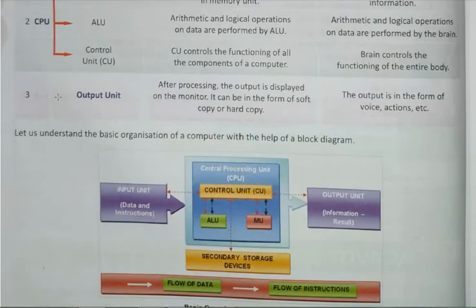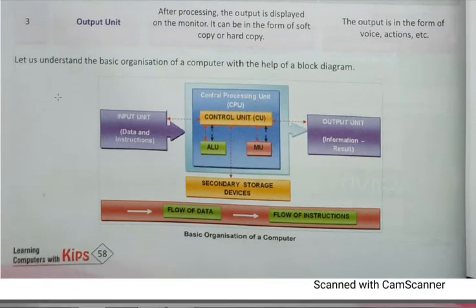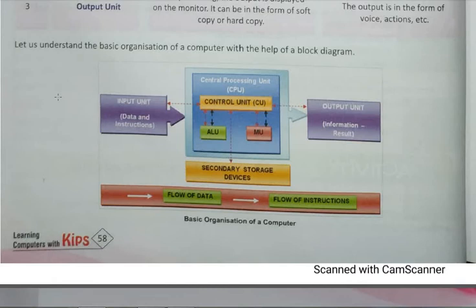Now we will go through this briefly with the help of a block diagram. Firstly, the input unit, where we can give our data and instructions. Second, the central processing unit, where the information is processed. Third is the output, where we can see the result of our information and data.